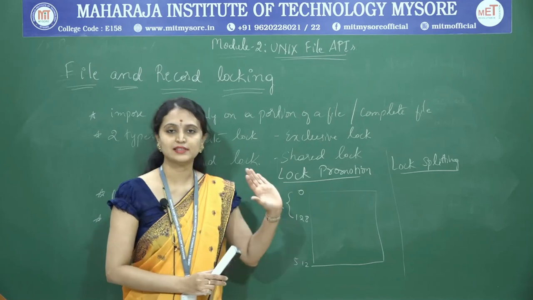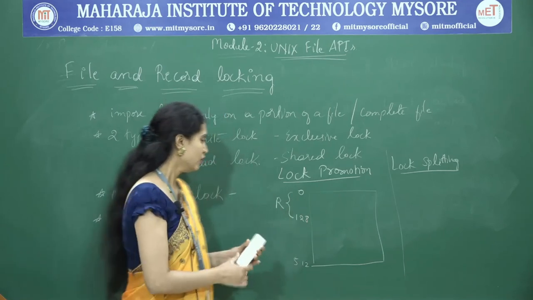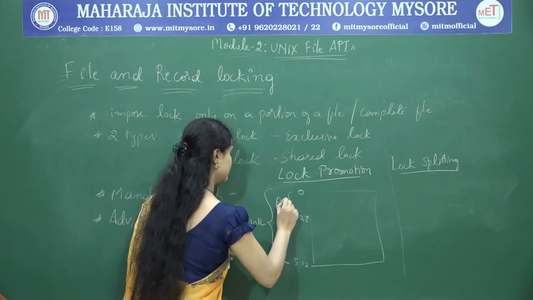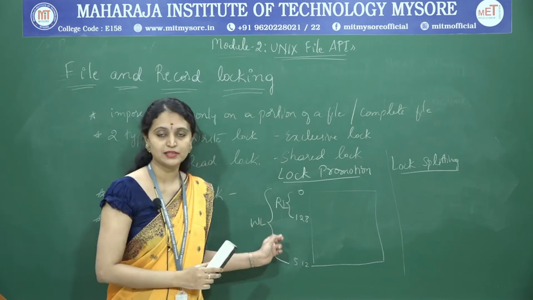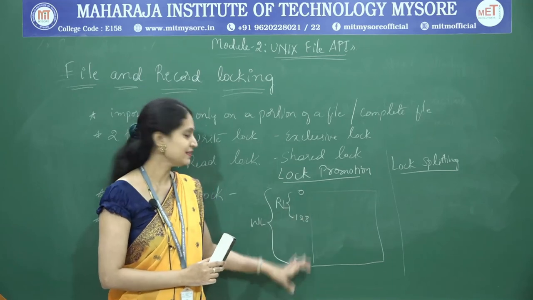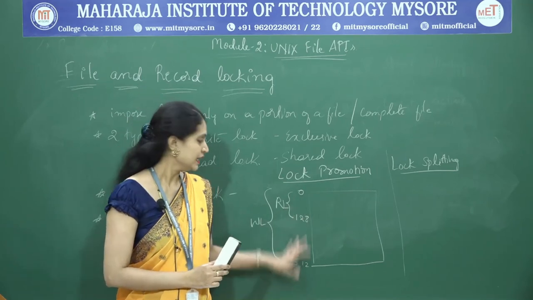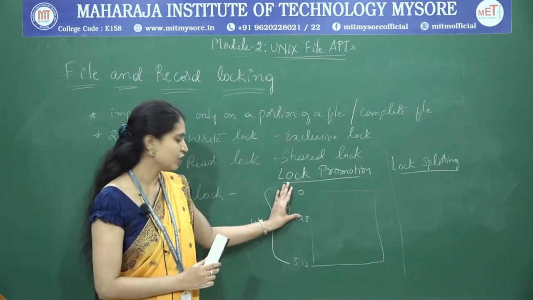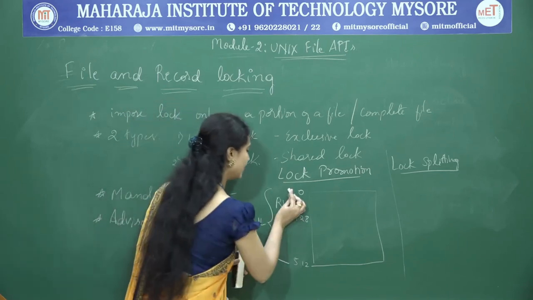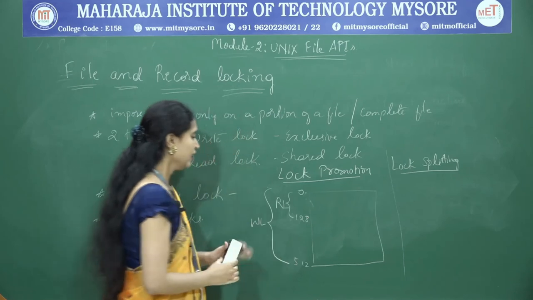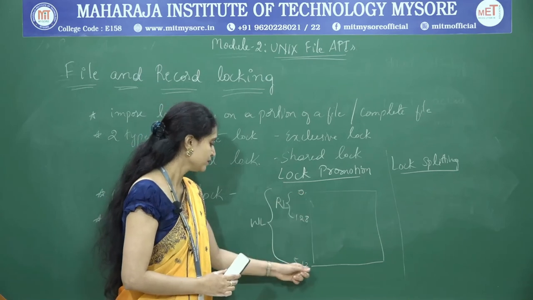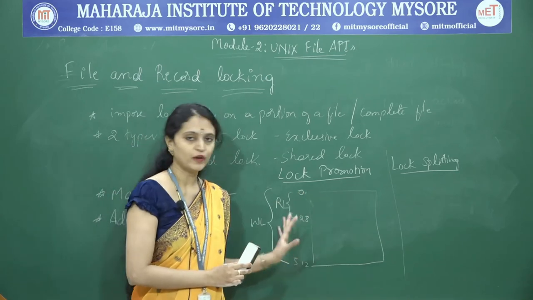At the same time, the same process imposes a write lock on the complete file, that means 0 to 512. In that case, this read lock will be overridden by the write lock. So, the read lock will be overridden and then there will be only a write lock for the complete 0 to 512 bytes in the file.